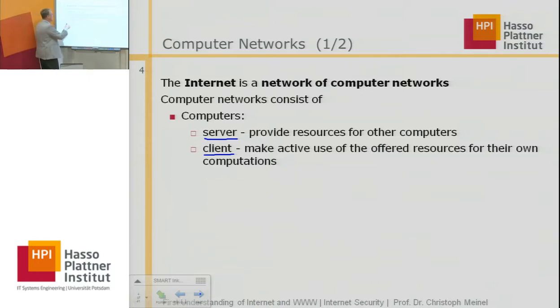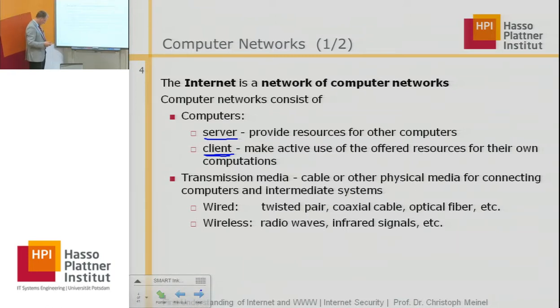And the other role of computers in the Internet is the role of the client. These client computers are the computers that make use of the services provided by the server. Clients make use of the resources that are offered by the server for their own computation. So in this interaction model, we have a server that's passively waiting, that's able to provide a resource, and then we have the active partner, the client, who wants to make a computation, needs resources, knows that he can get a resource from a server, and then requests the resource from the computer.